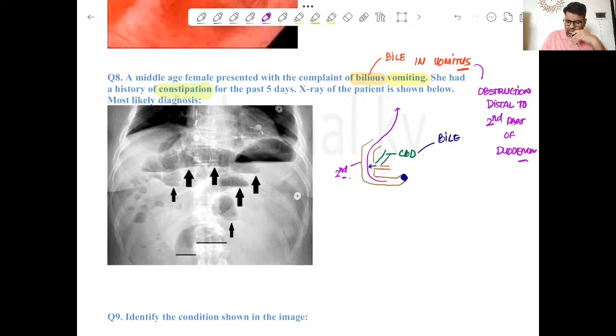Now if I say non-bilious vomiting, it means there is no bile. So the obstruction is somewhere proximal, and therefore when the vomiting occurs, it will not contain bile at all. This is how we understand the importance of the word bilious or non-bilious.